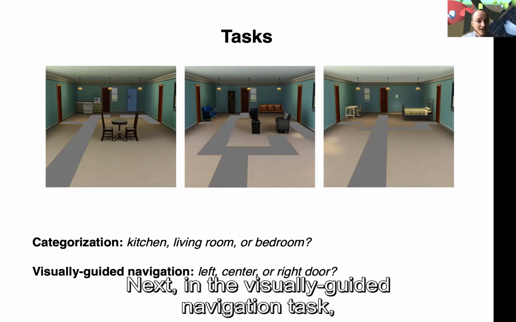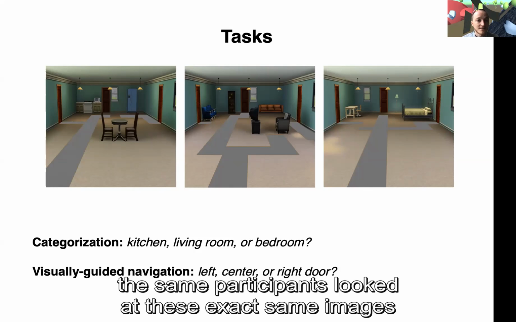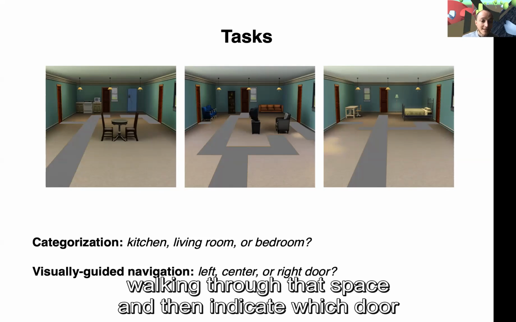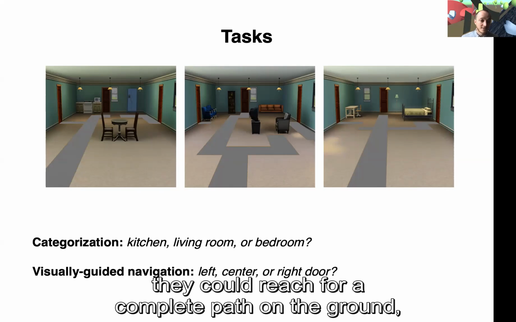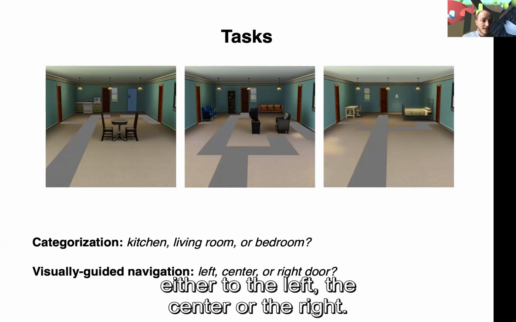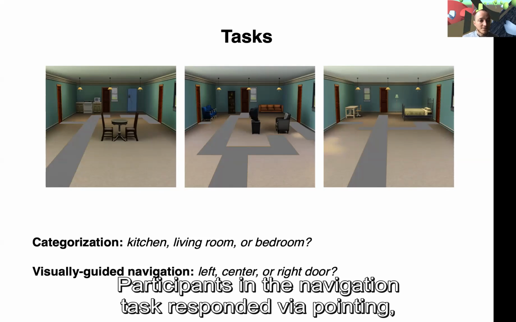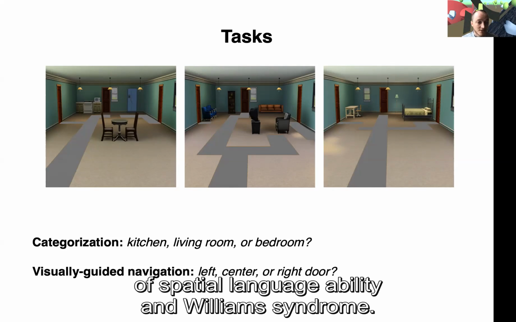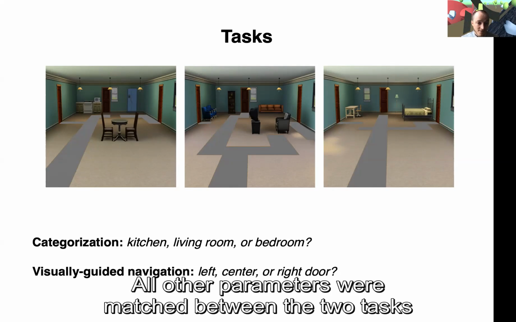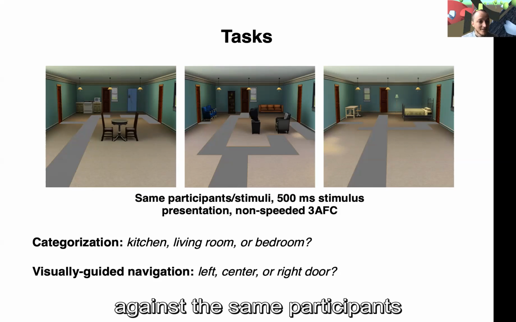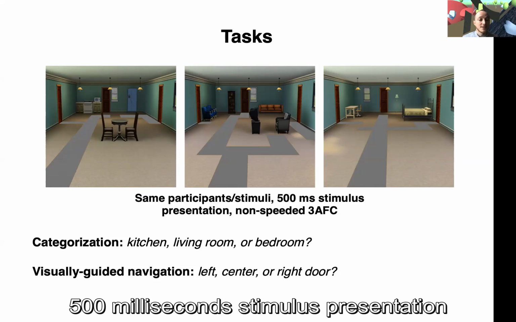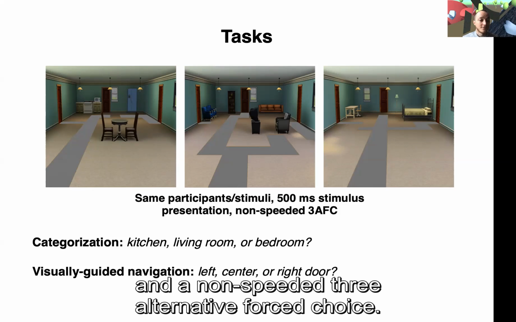Next, in the visually guided navigation task, the same participants looked at these exact same images, again one at a time, but now they were asked to imagine walking through that space and indicate which door they could reach along a complete path on the ground, either to the left, the center, or the right. Participants in the navigation task responded via pointing, which allowed us to rule out known deficits of spatial language ability in Williams syndrome. All other parameters were matched between the two tasks. Again, it's the same participants looking at the exact same stimuli, and both tasks involved 500 millisecond stimulus presentation and a non-speeded 3 alternative forced choice.